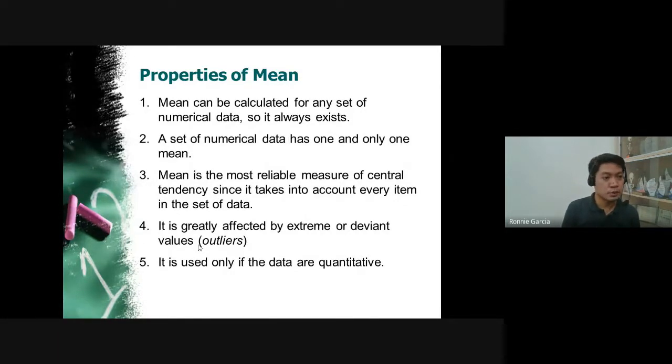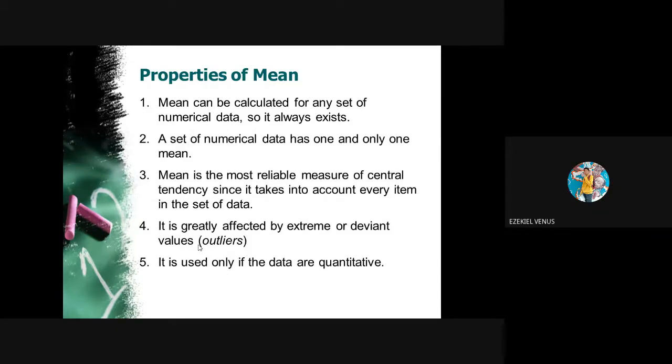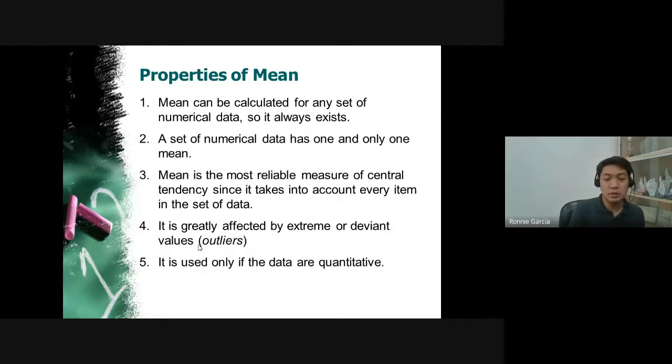How about number 2? Venus. A set of numerical data has one and only one mean. Very good. So there is only one answer when you get the mean. Kagaya ng score kanina sa quizzes, you have 100, 0, 95, and 0. There is only one answer. So kung hihingan ka ng mean, there is no way na magbibigay ka ng more than one answer because there is only one answer for the mean. So if you are going to get the central tendency of your measurement, there is only one answer for that.